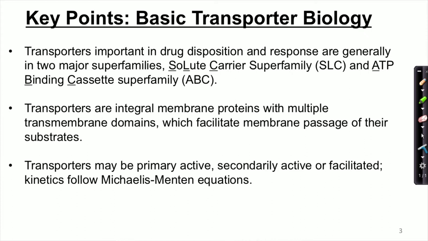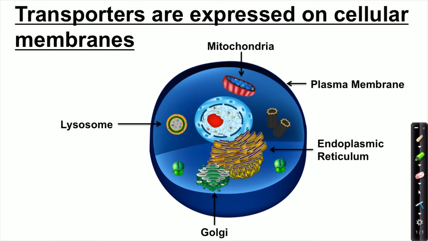Okay, so this slide reminds us that transporters are expressed on cellular membranes, and I'm just reminding you that there are many cellular membranes within one cell. So there are mitochondrial membranes, lysosomal membranes, membranes in the Golgi or endoplasmic reticulum, and each one of these subcellular organelles have membrane transporters which shuttle compounds in and out of the organelle. But the most important place that transporters are expressed for clinical pharmacologists is on the plasma membrane, and I'm showing you that right here. And all of the transporters that I'll be talking about today are plasma membrane transporters.